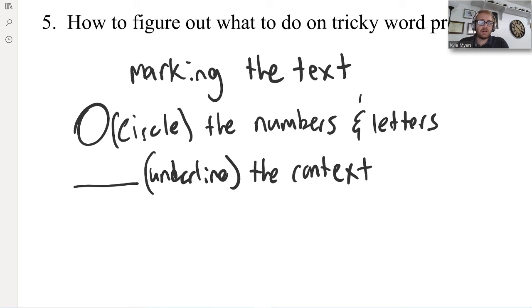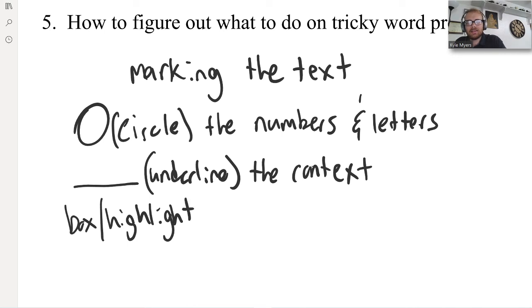Circle the numbers, underline the context, and then box or highlight. I was about to write high tight. I cannot spell. Highlight. There we go. So I'm actually going to highlight here. Highlight or box. Let's see if I can draw a box here.